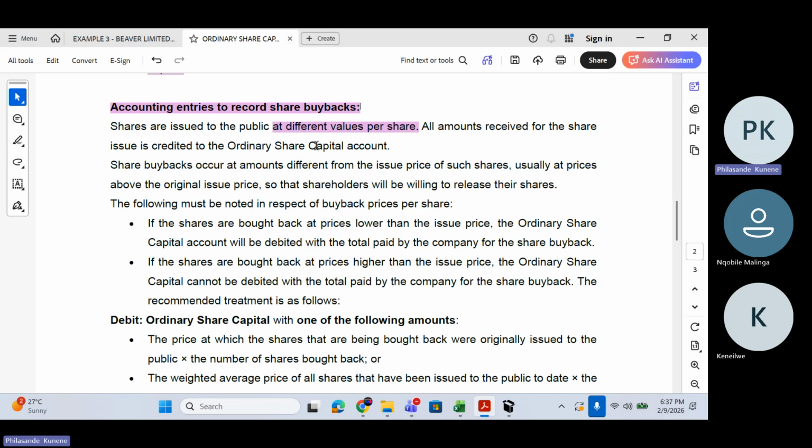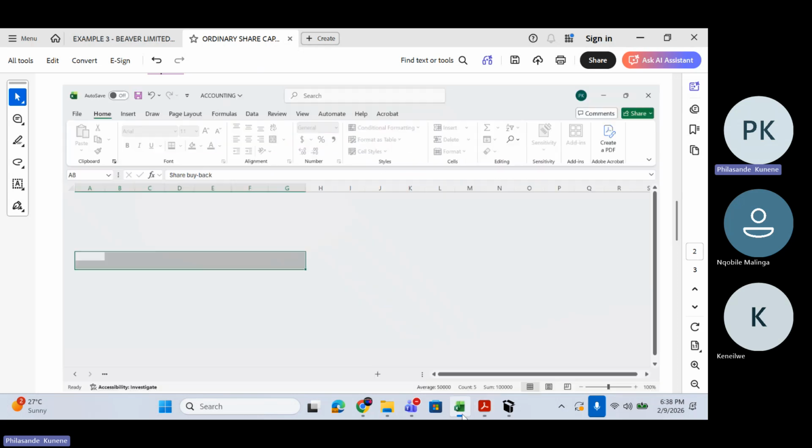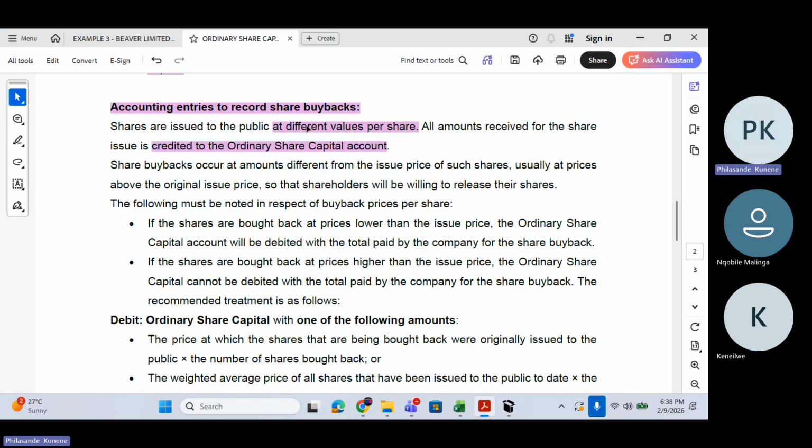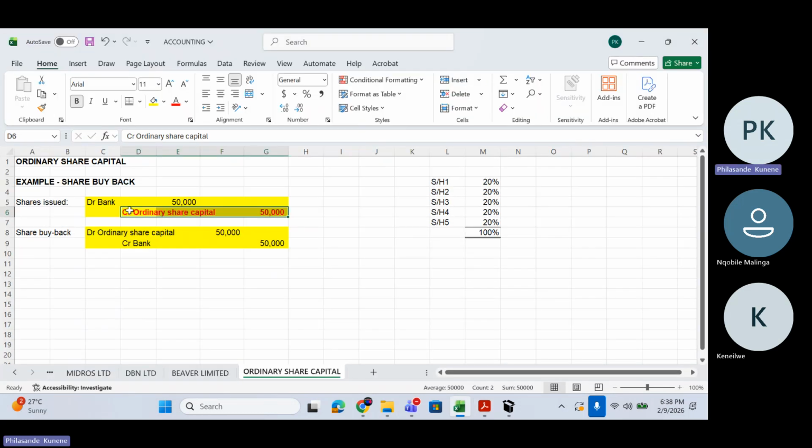Number one, when we're issuing shares to the public, we always issue them at different prices, because we issue shares on different days, at different times, at different prices. All amounts received for share issue are credited to the ordinary share capital account. That's what I'm saying. All cash that is received is credited to the ordinary share capital account. That's what they're talking about here.